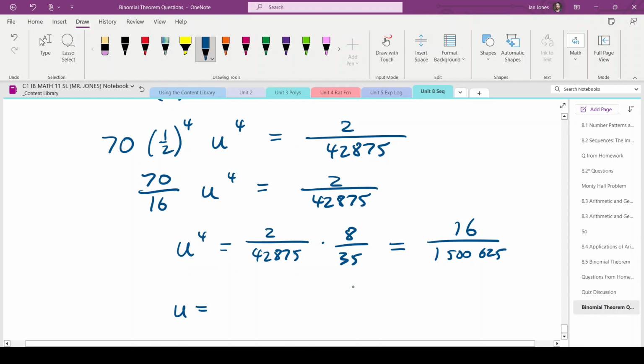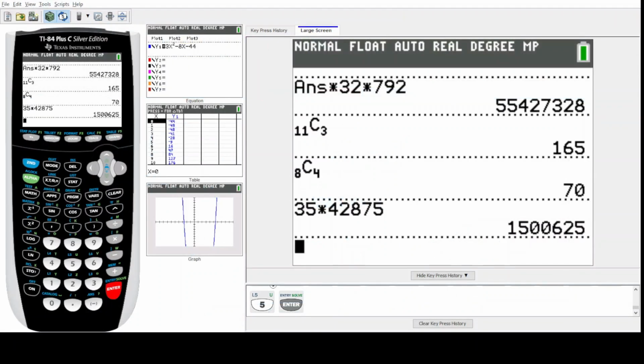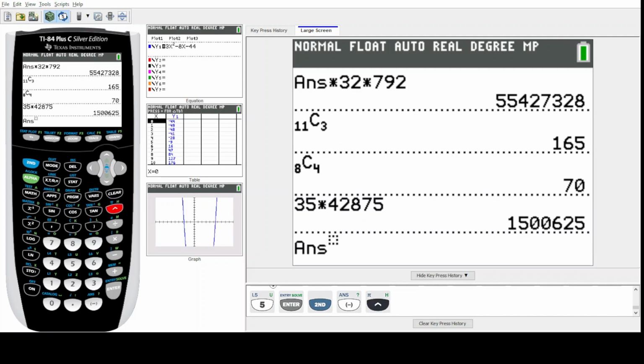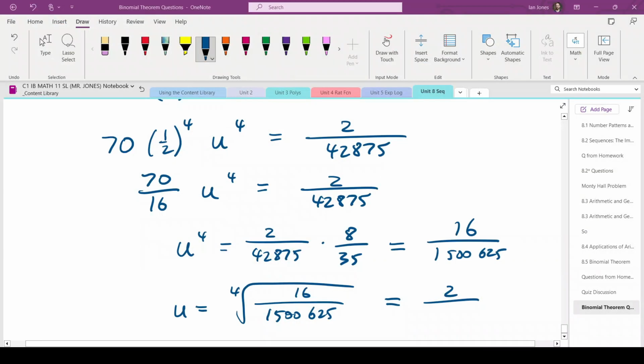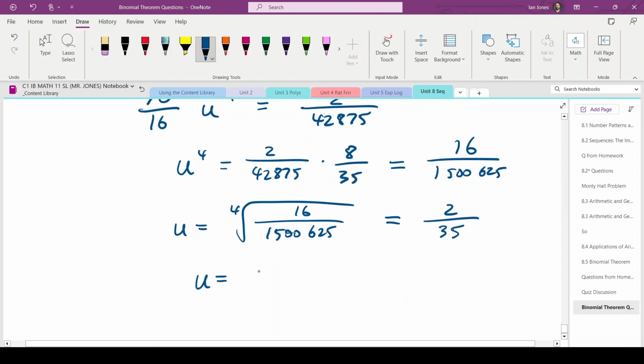So u is the fourth root of that. The fourth root of 16 is 2. And let's see what the fourth root of this number is. I can actually just go second answer to the exponent fourth root. Fourth root is 1 over 4, or 0.25. I find that faster than going and finding the fourth root. So I get 35. And there we have it. U equals 2 over 35.